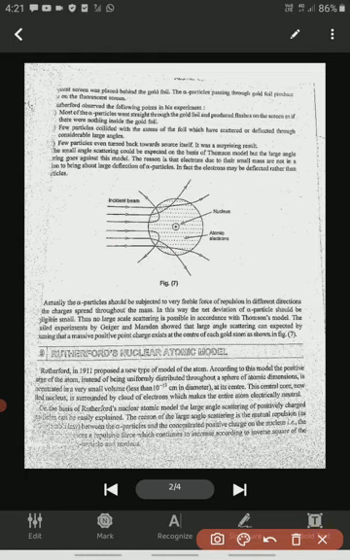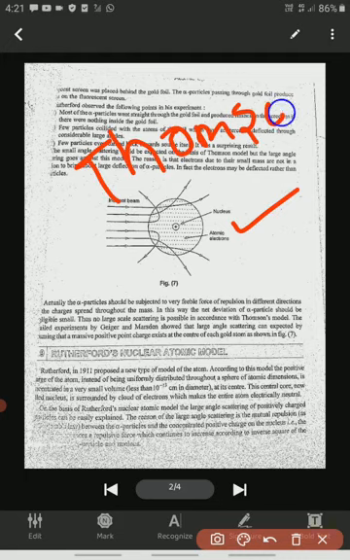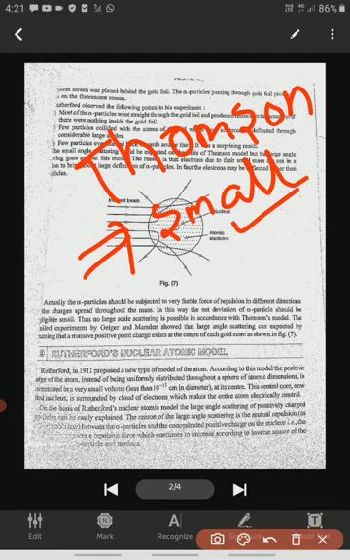Actually, the alpha particle should be subject to only a very feeble force of repulsion in different directions, since the charge is spread throughout the mass. So the deviation of the alpha particle should be negligibly small. According to the Thomson model, alpha particles are deflected through only a small angle, according to Thomson's experiment.